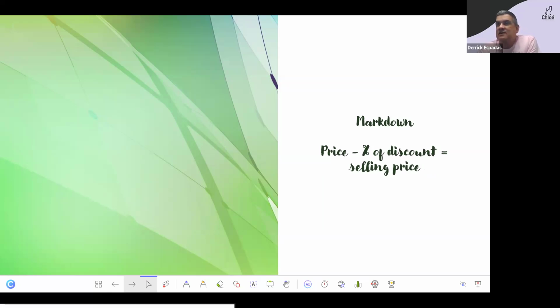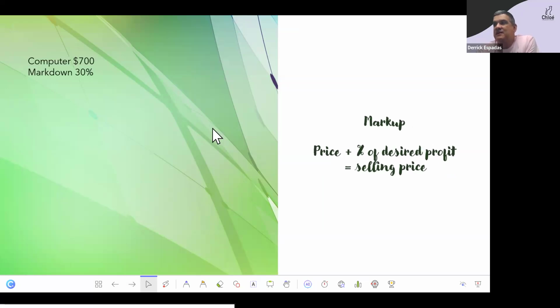So let's just take a look. We're going to use an example. We're selling computers. And this is, well, it says markup, but the math is for a markdown. See what pops up before we start making some changes. Okay, so this is the math for a markdown. So let's just go with that.